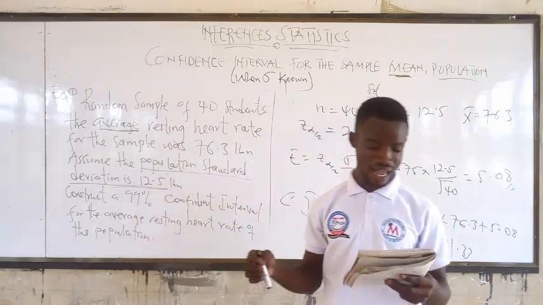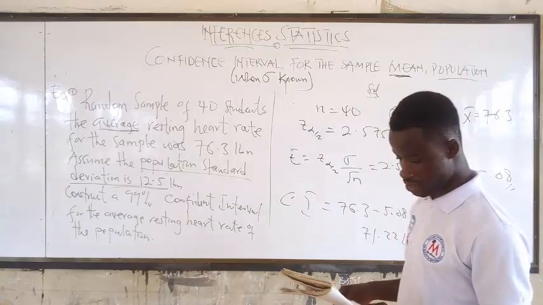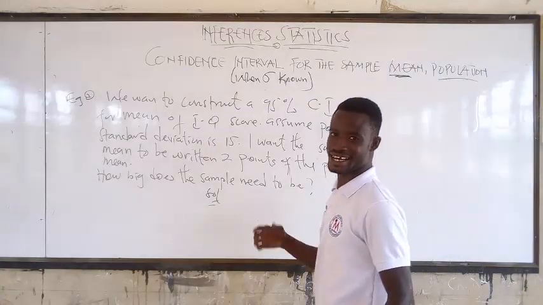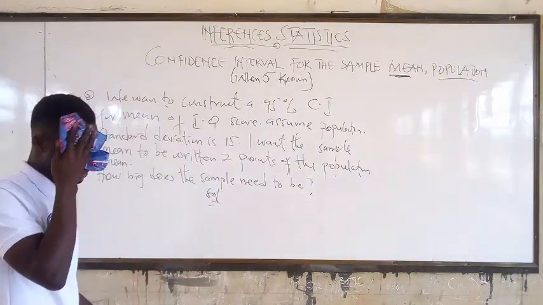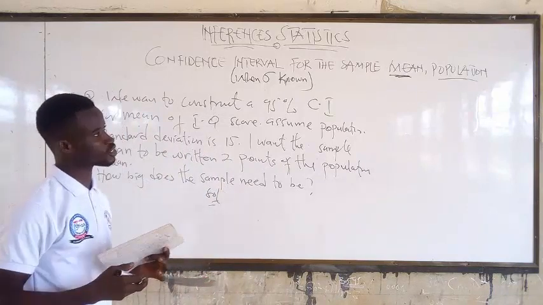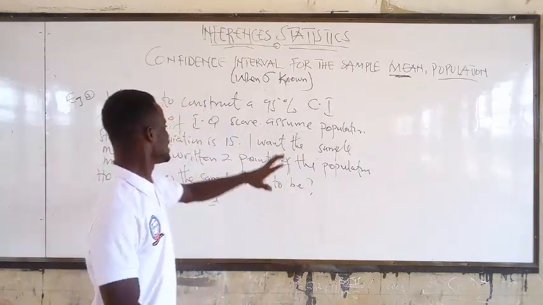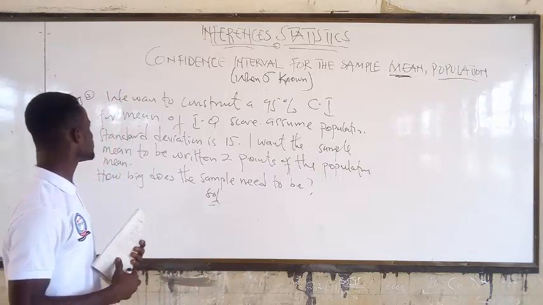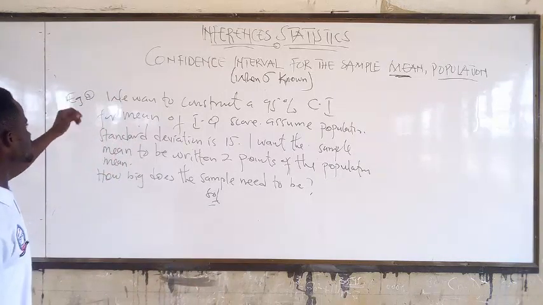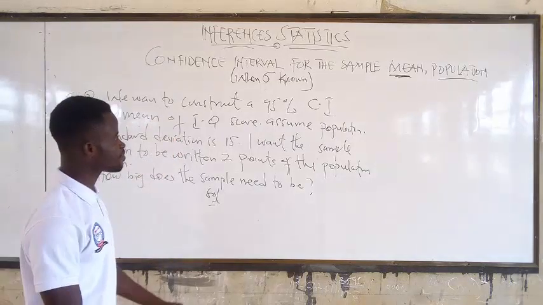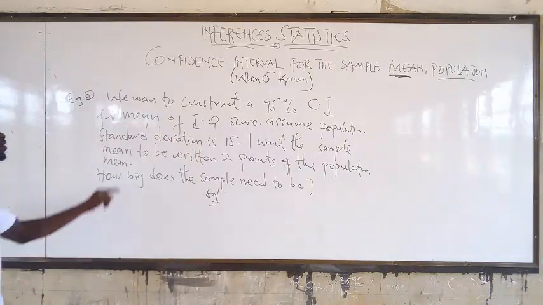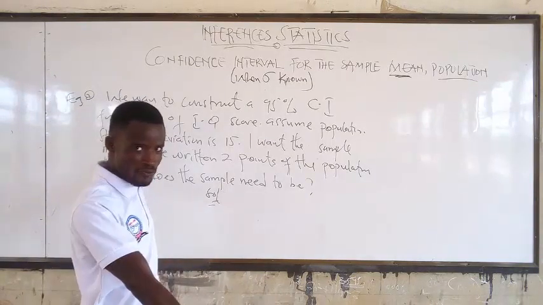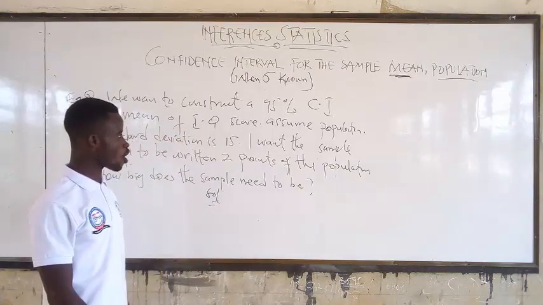size for a given margin of what? Error. I'll be back with that one also. Alright, so let's look at this question. Now, first of all, how will you know that the question is talking about the mean? It's not talking of proportion, but it's talking of what? Mean. So you can see that here the question says we want to construct a 95% confidence interval for the mean of. So you see the mean there. If it was a proportion, it would be a proportion of. So the mean of IQ score.